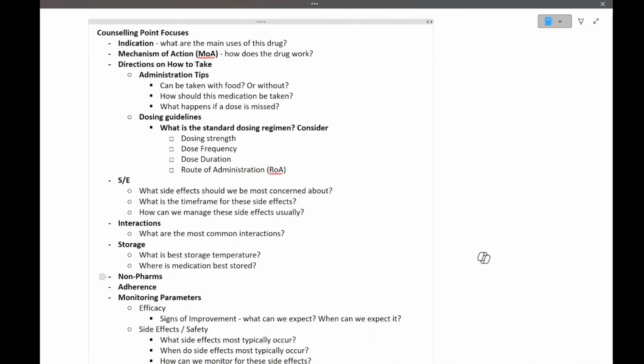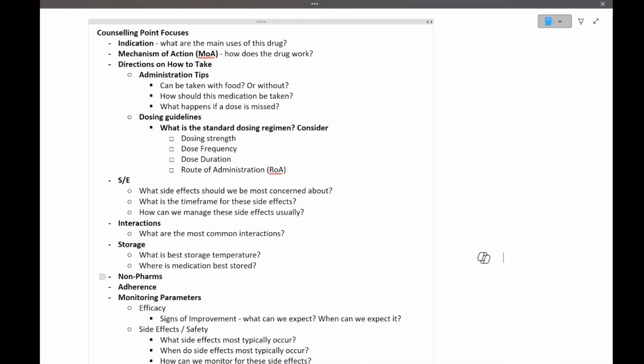We also want to consider tips on how to adhere to the medication regimen, and then lastly, we also want to consider monitoring parameters, such as efficacy parameters, such as looking for signs of improvement, including what we can expect from when we start this medication, and then when we can expect these effects to take place.